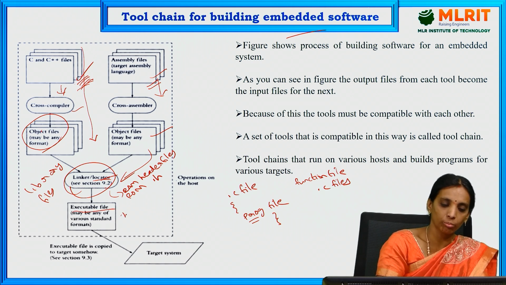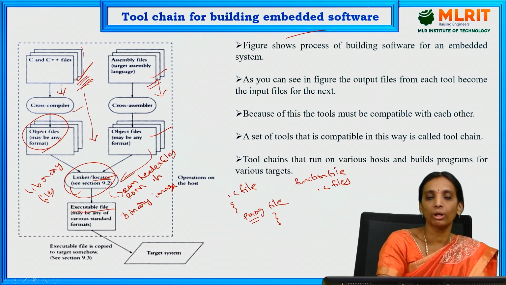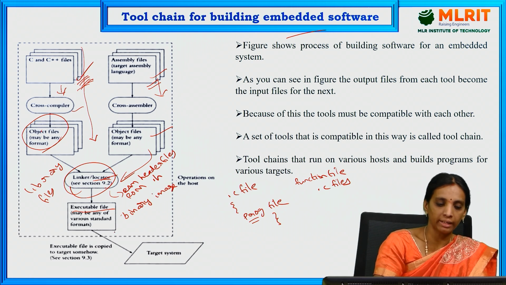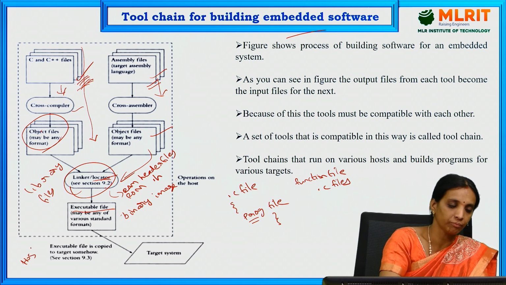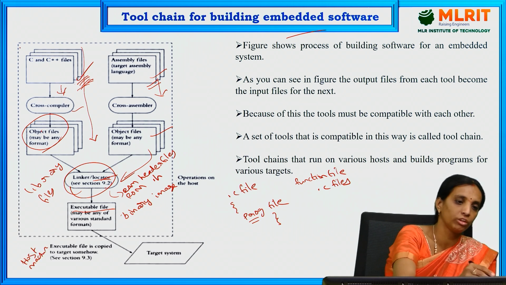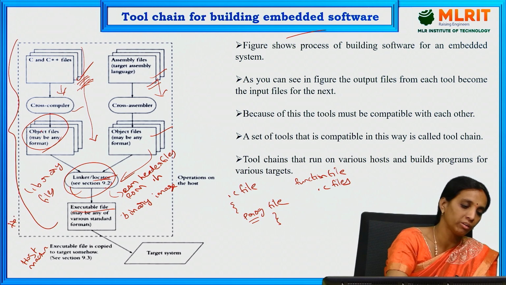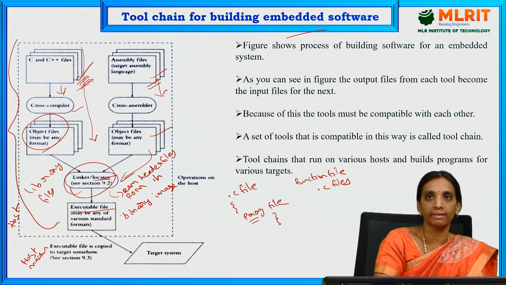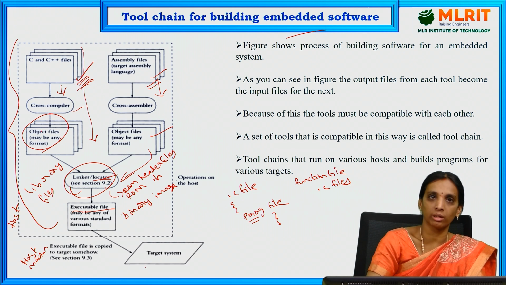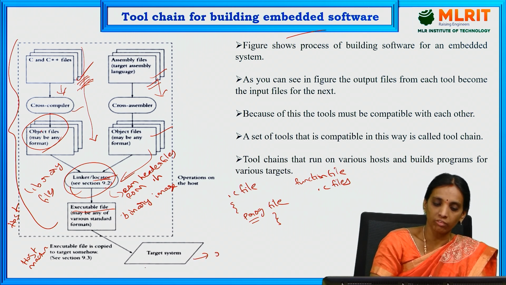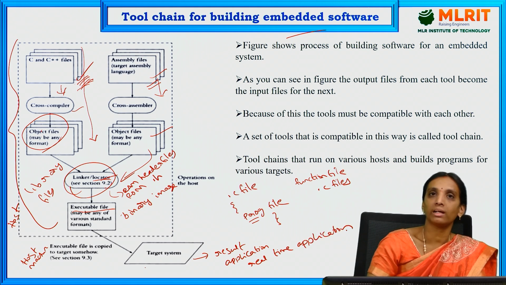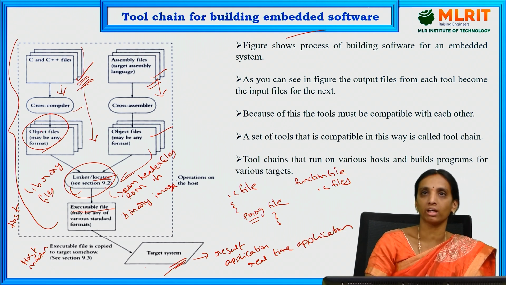This executable file is called the binary image for that particular application. This binary image is generated by the host machine. All of this is done in the host machine. After generating the executable file, it is given to the target system. This target system will give the result for our application. It will be used for our real-time application. In real-time scenarios, we use this target system for getting our application.